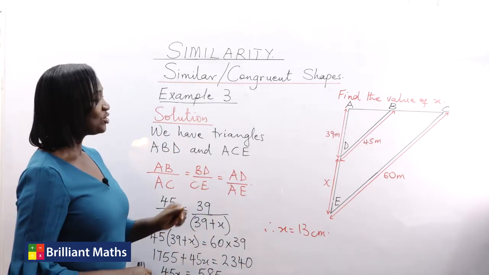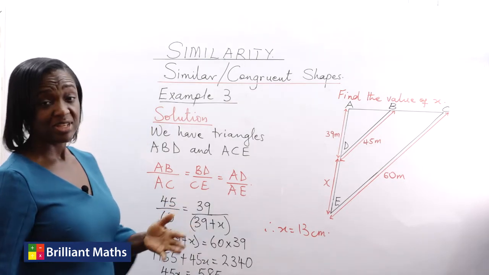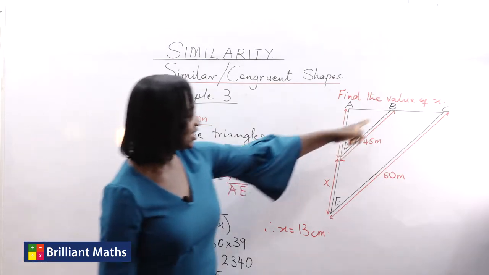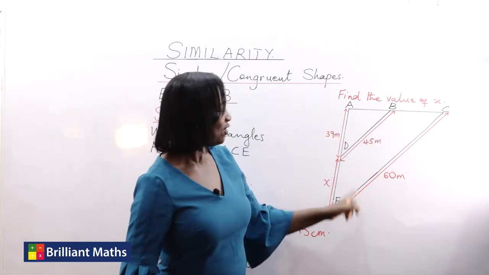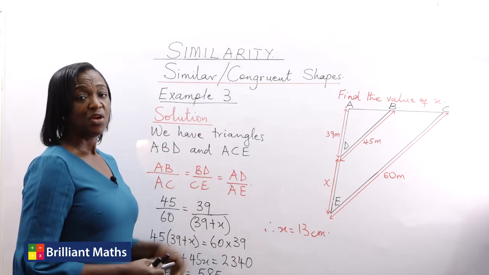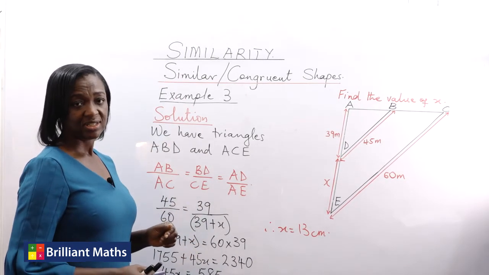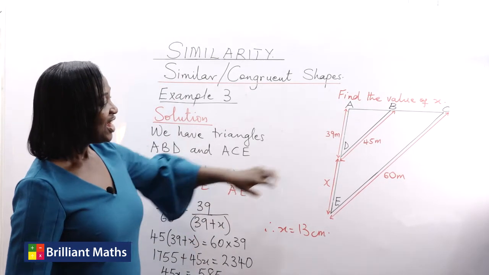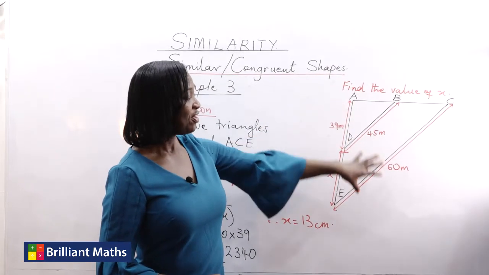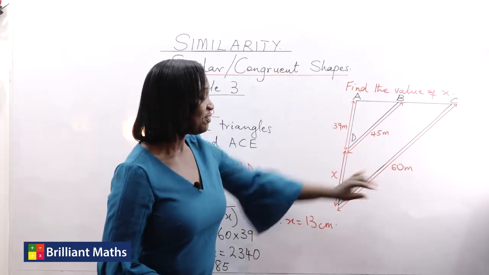We actually forgot to talk about the scale factor of enlargement. The scale factor of enlargement is our k. That is 45 over 60, the ratios that were given. What is 45 divided by 60? 45 over 60 is equal to 3/4. That means that the small triangle is 3/4 of the bigger one.